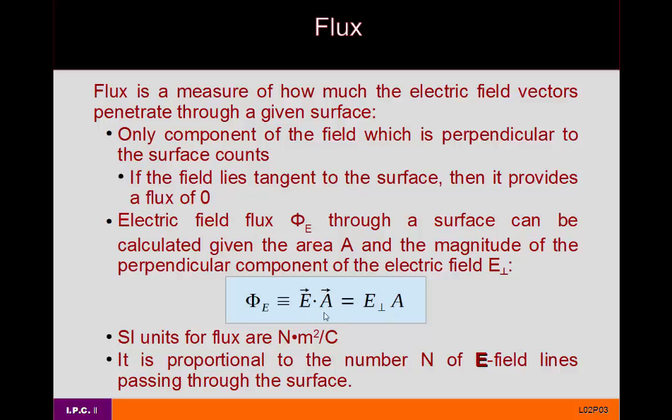The simplest calculation of it is a uniform electric field passing through a flat surface, in which case we can simply use E dot A, which means that ultimately we take the component of the electric field which is perpendicular to the surface and we multiply it by the area of the surface.